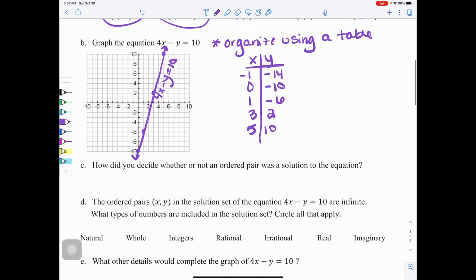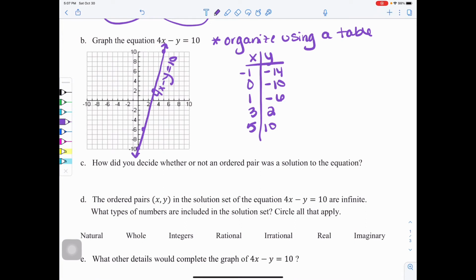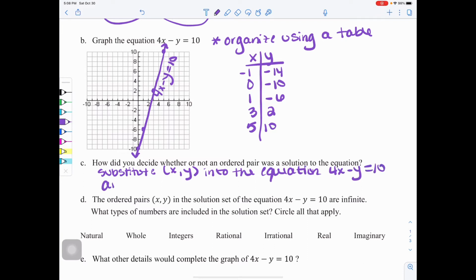So in part C, how did you decide whether or not an ordered pair was a solution to the equation? Well, the idea in there was that you had a list of options. Each coordinate gives you an x and a y to try in combination. So we want to substitute the coordinate x, y into the equation 4x minus y equals 10 and see if the equation balances out.